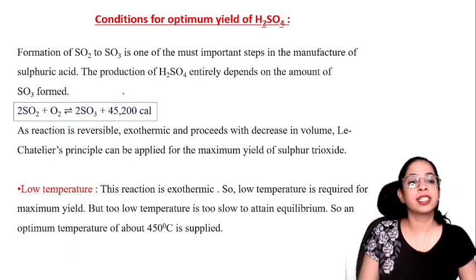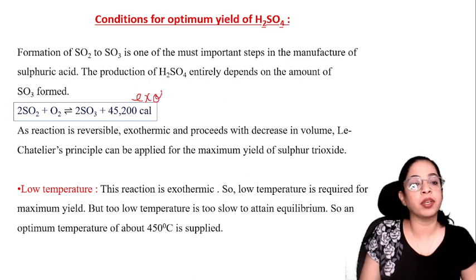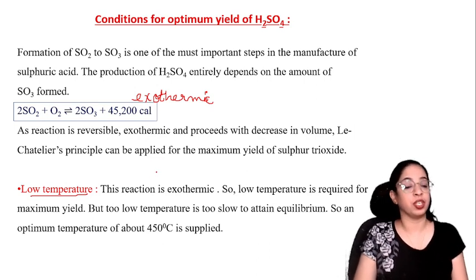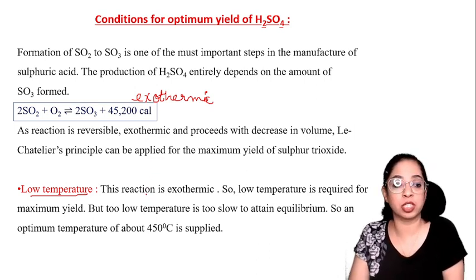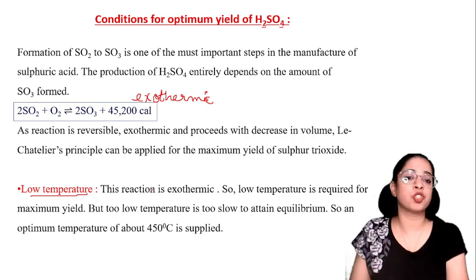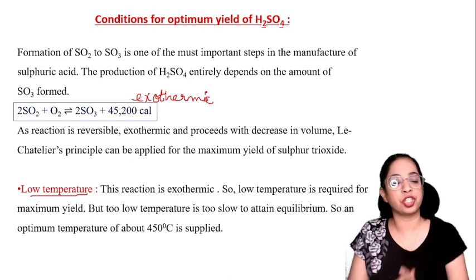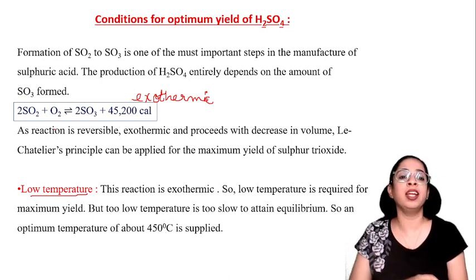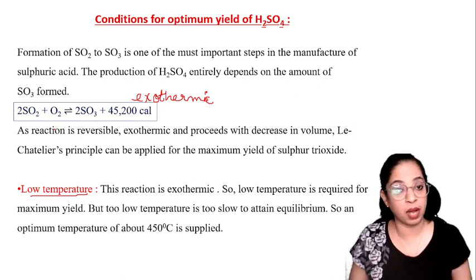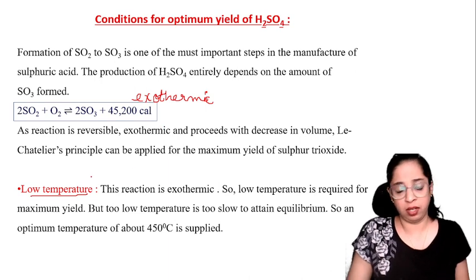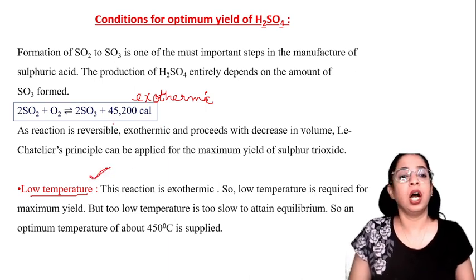Okay, since it is an exothermic reaction, my dear children, the low temperature will favor the forward reaction. You all know what Le Chatelier's principle is, right? The equilibrium has to be shifted in a direction so as to maintain the equilibrium again. So if it is producing heat, the reaction has to be at a low temperature.